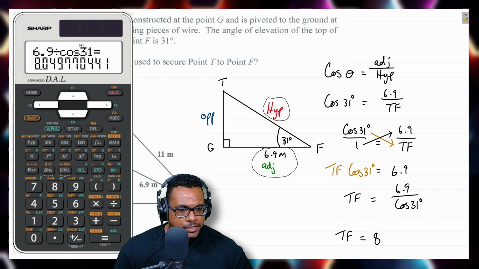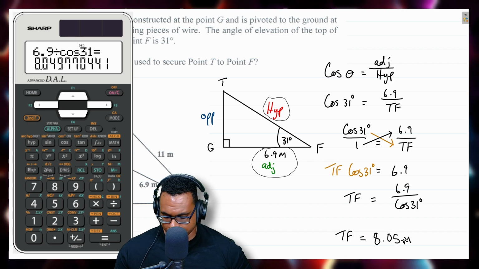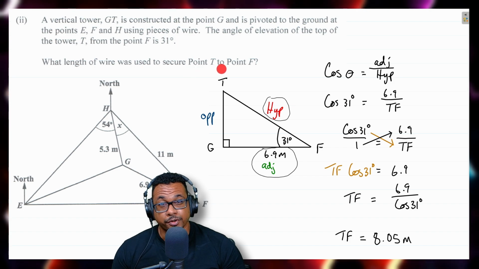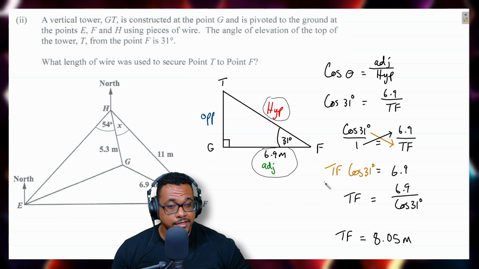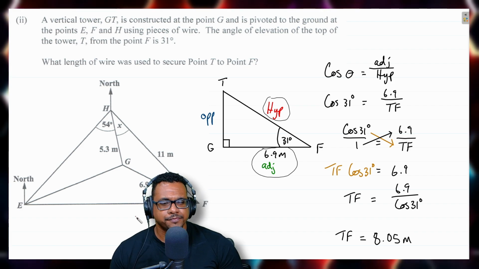All right, so 8.05, and that'll be meters. So the length of wire that was used to secure the point T to the point F, that's the length of wire here, is equal to 8.05 meters.